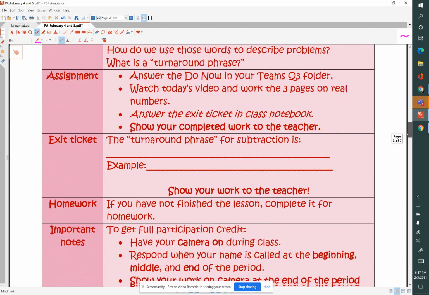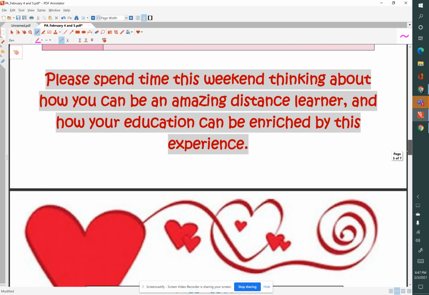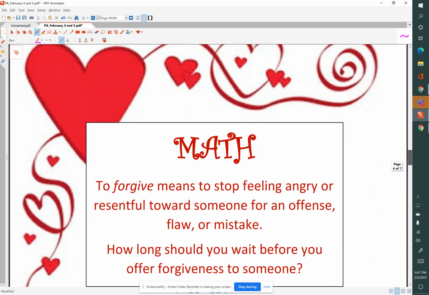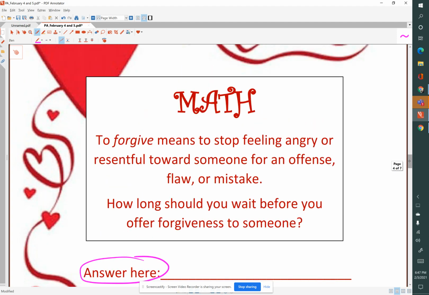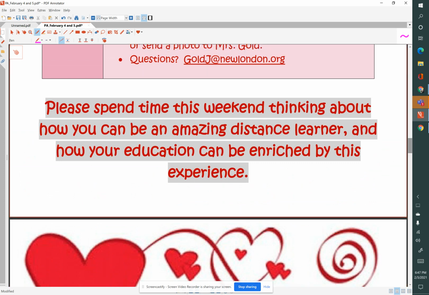February 5th, people, same, everything is the same, except we want you to think about forgiveness. To forgive means to stop feeling angry or resentful towards someone for an offense, flaw, or mistake. How long should you wait before you offer forgiveness to someone? And answer that there. And please remember to spend time this weekend thinking about how you can be an amazing distance learner and how your education can be enriched. You don't want to be worse off, you want to be better off because of this experience.